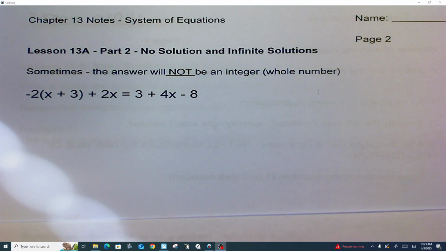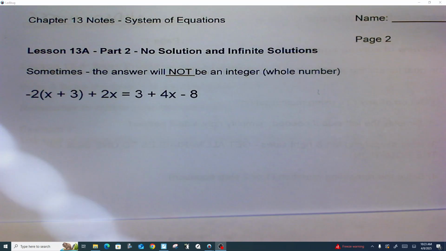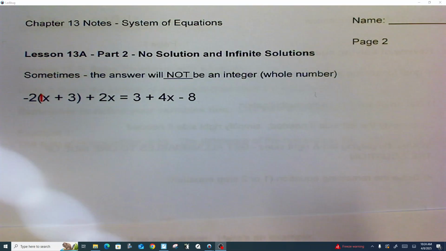Okay guys, so this is part 2 of the review before we get into the systems of equations. This is page 2 of your notes, and we've got 3 problems that we need to do. Now this very first problem is just a reminder that, hey, not all of your answers will be an integer or a whole number. So let's go through and solve this.